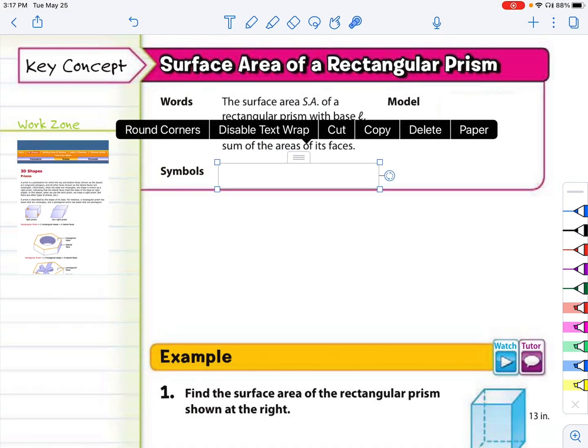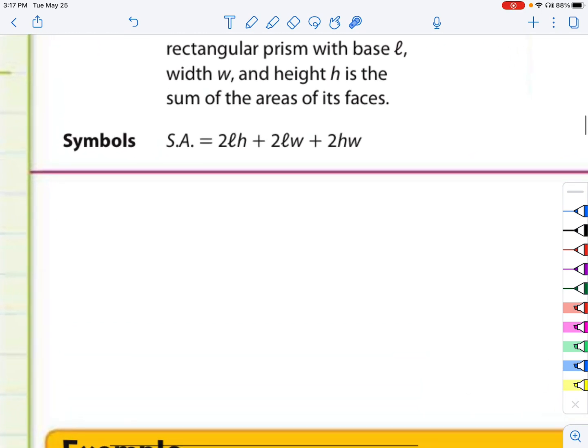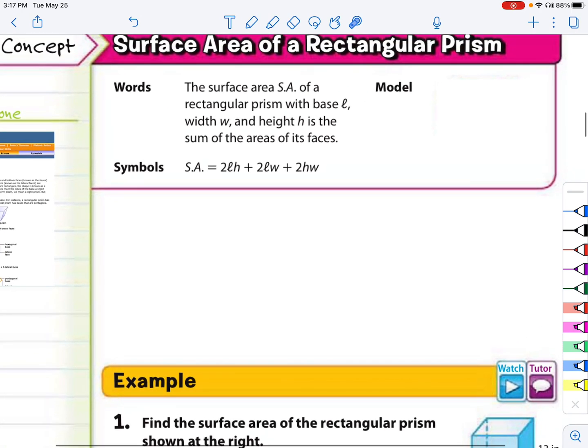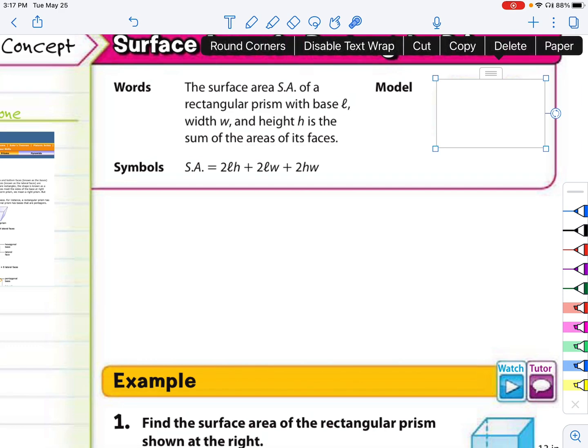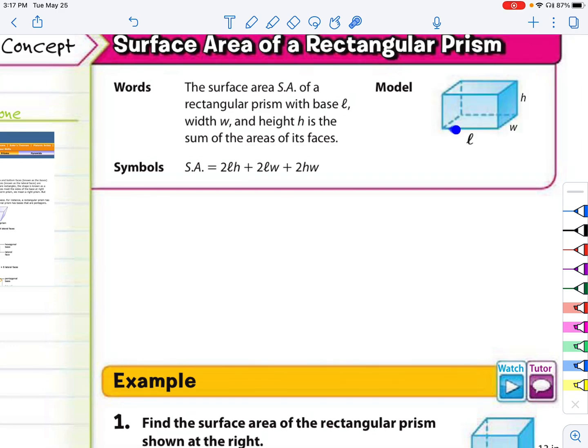In symbols, there is a formula for finding the surface area of a rectangular prism. The surface area, represented by SA, is equal to 2 times length times width plus 2 times length times height plus 2 times height times width. And this is how the model looks. So this is your length, width, and height. Follow that formula and we'll find the surface area of our rectangular prism.